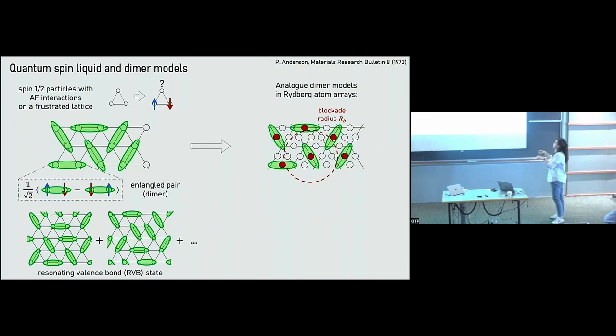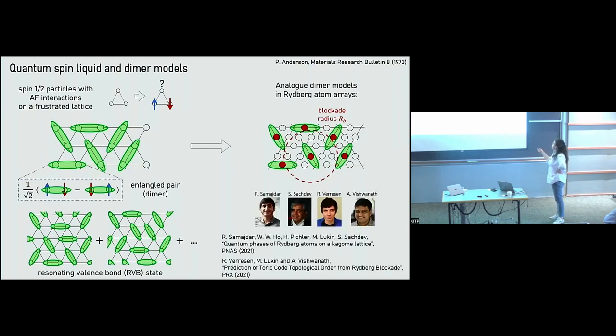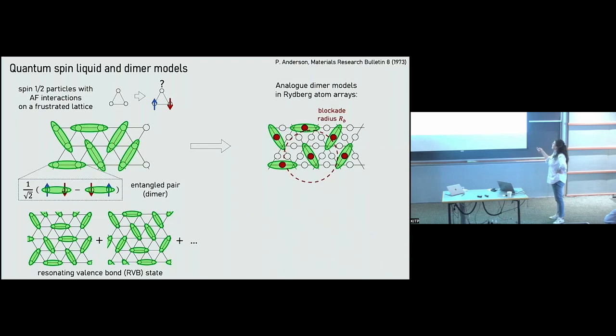So the Rydberg excitations, like the dimers, need to be at a certain distance from each other, so they cannot touch each other. Each vertex can only be in one dimer at a time. And you also have multiple solutions for these arrangements of Rydberg interactions.